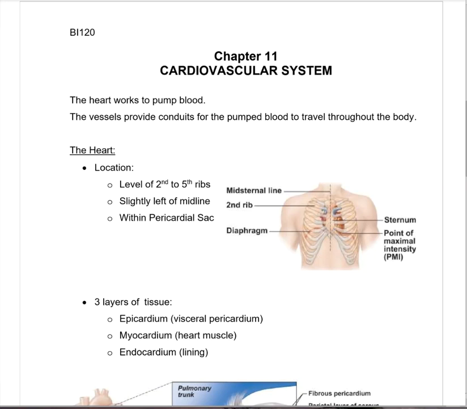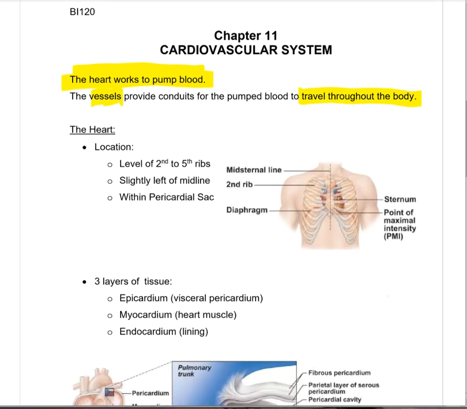So we know the heart's function, right, what the function of the heart is really just to pump blood. It doesn't do much else. And there's a couple other little things that it can do, but for the most part, its job is to pump blood. The vessels that go in and out provide conduits for the pumped blood to travel throughout the body. Okay, so we're going to be pushing blood through the body using our heart, and we're going to talk about that for a good portion of today's lecture.